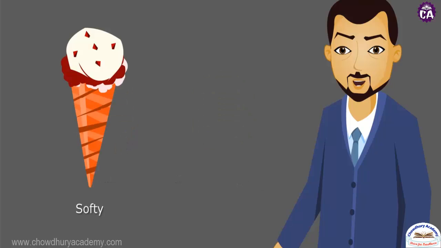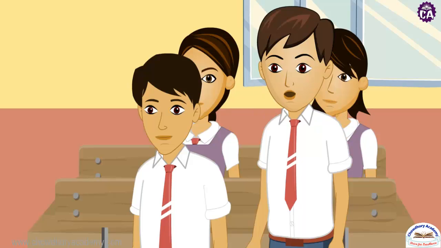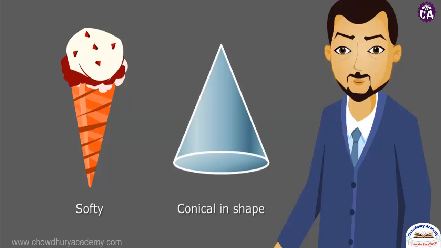Okay, you must have eaten softy. What is the shape it has? Yes, it is conical in shape. Very good. Today we will learn more about shapes.